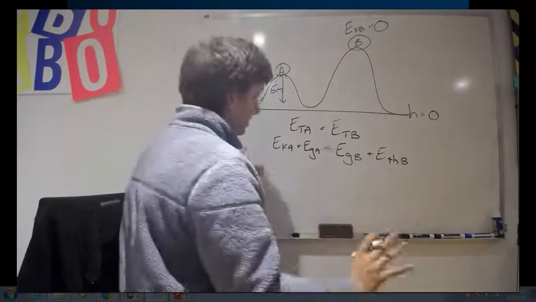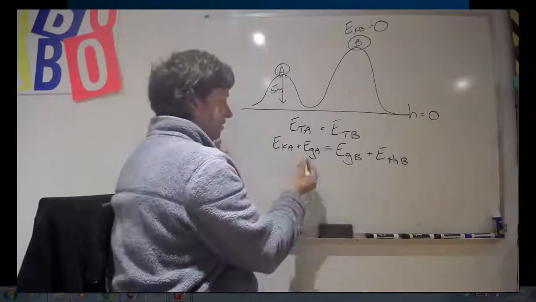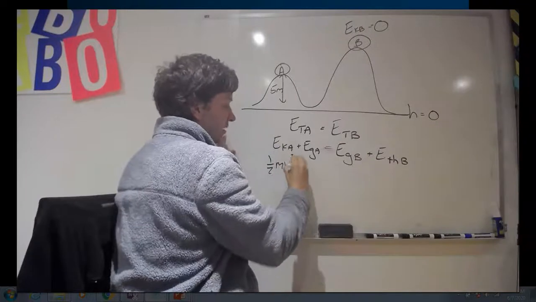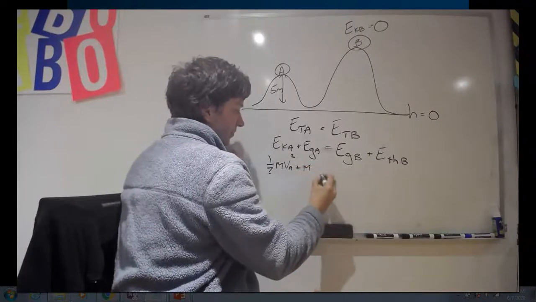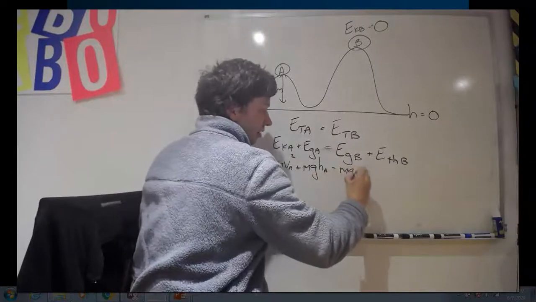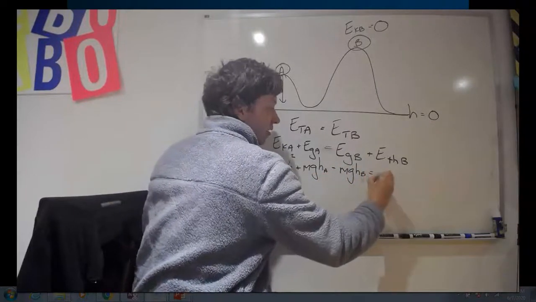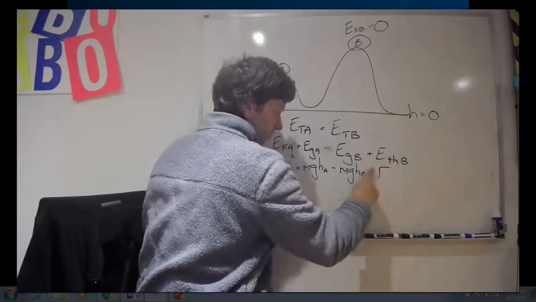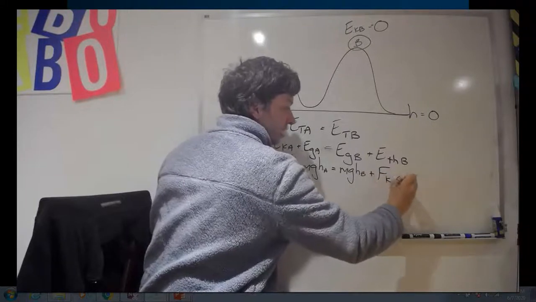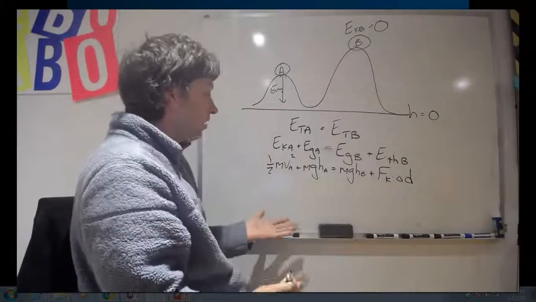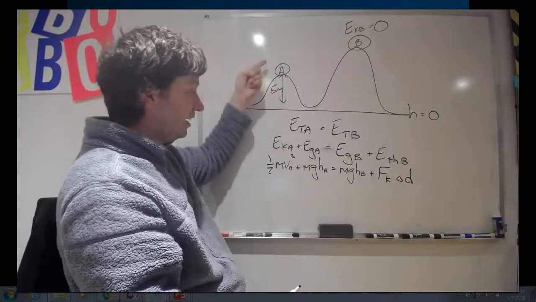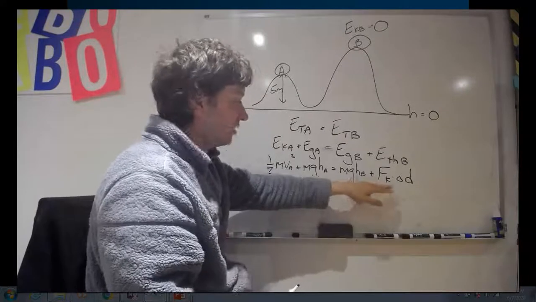All right, so once we have this set up, let's write out the equations for each. So you have one half m v_A squared plus m g h at A equals m g h at B plus the force of kinetic friction times displacement. And we know all of this. It tells us the mass, it tells us the velocity at this point, it tells us the height at this point, it tells us the force of friction and the displacement.